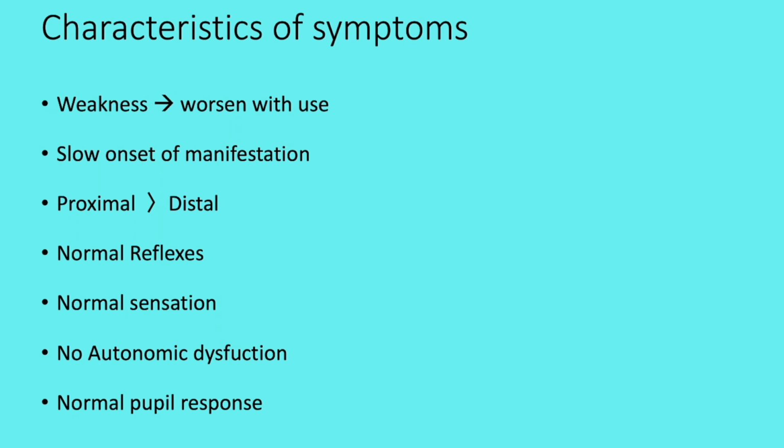There is normal autonomic function and normal pupil response, because the iris sphincter muscles are smooth muscles, so they are not affected by myasthenia gravis, as it only involves the skeletal muscles.